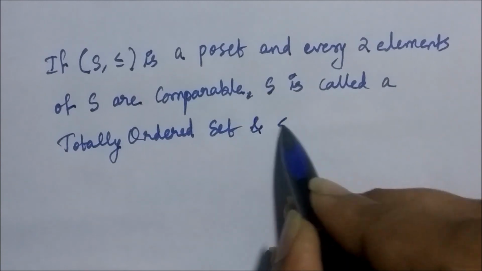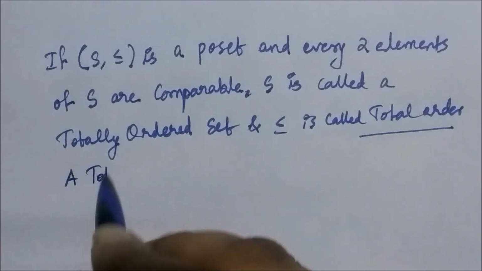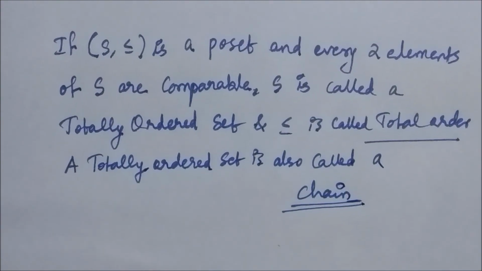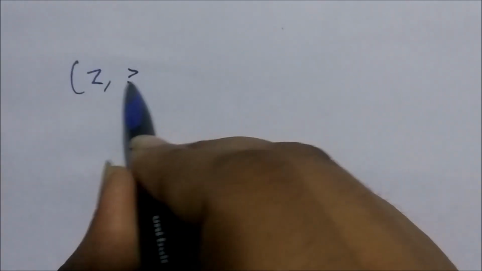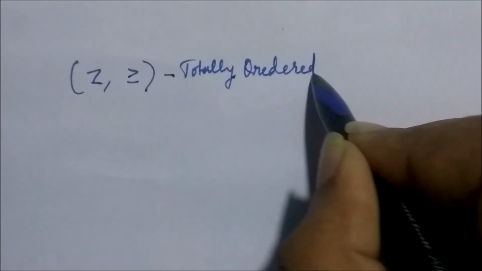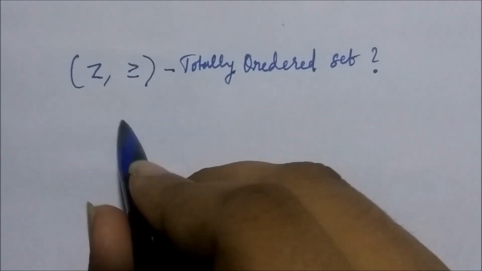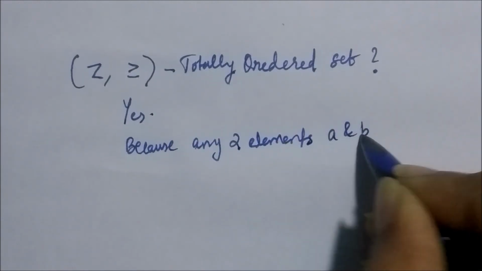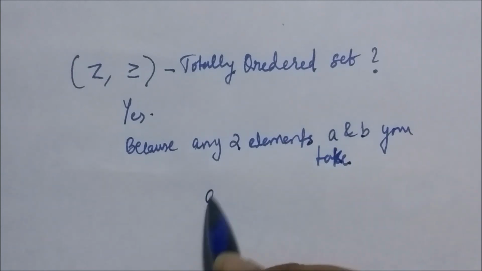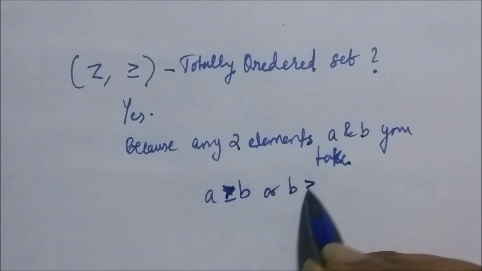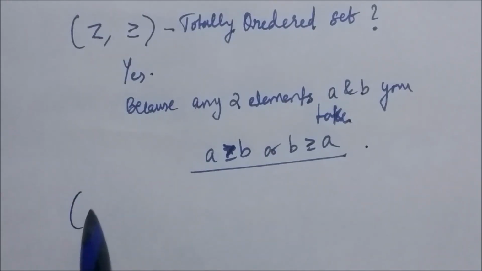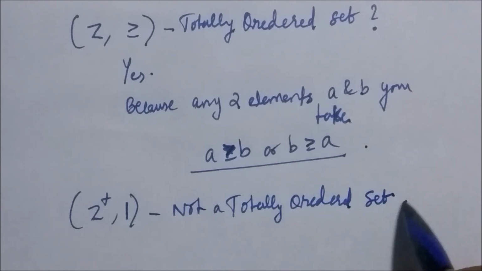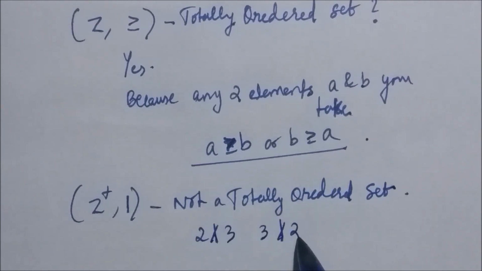Alright, now the relation less than or equal to is called the total order. A totally ordered set is also called a chain. Okay, so chain is another name for a totally ordered set. Now we ask whether the set of integers with the greater than or equal to relation is a totally ordered set. It is a totally ordered set because you take any two elements A and B, it is the case that either A is greater than or equal to B or B is greater than or equal to A. So (Z, ≥) is a totally ordered set. But (Z+, divides) is not a totally ordered set because there are two elements 2 and 3 which are not comparable, right?